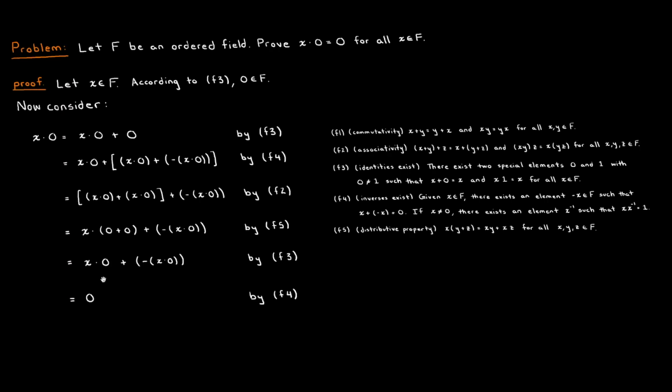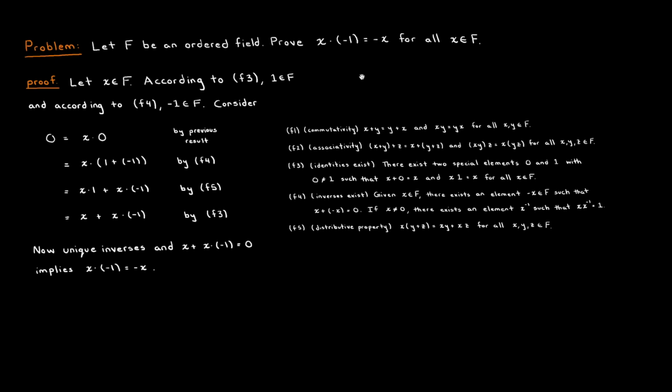And finally, check this out. We have x times 0 plus its additive inverse, right? So by the inverses axiom, these must cancel out and give us exactly 0. And this proves the result. We have shown that x times 0 is equal to 0 for all elements in my field F.